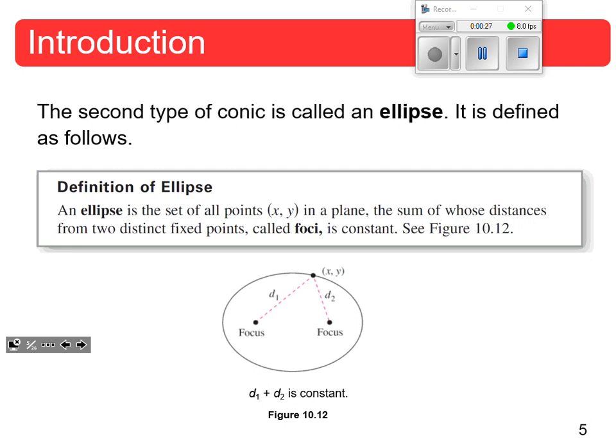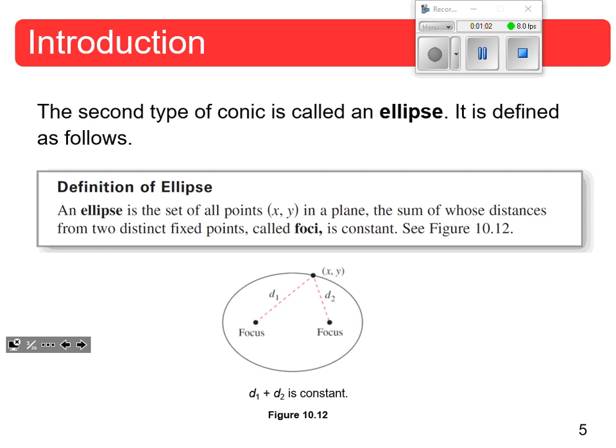An ellipse is the set of all points x, y in a plane, the sum of whose distances from two fixed points, called the foci, is constant. So pretty much if we connected a rope to these two foci and drew it around, all those points on the ellipse would be the same. The distance from here to here and here to here, these two added together, will be the same at any point on the ellipse.